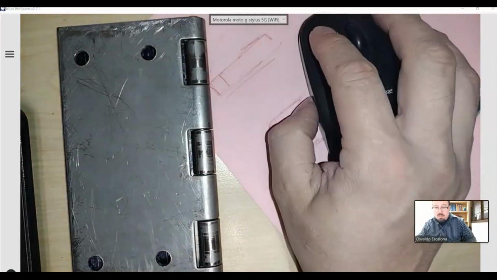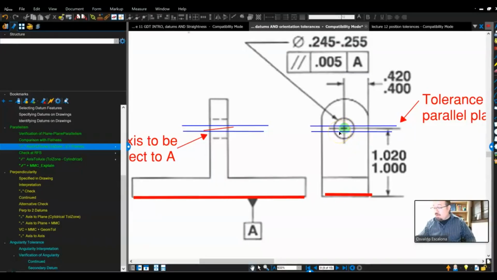So let's go back over here. You guys will notice that I went around 360, right? So the way you control parallelism of an axis for a plane, and again the plane in this case is the datum, is by creating two parallel planes. And that is the reason why in the control frame you guys will notice that I don't have a diameter. There will be cases where I will have to have a diameter.